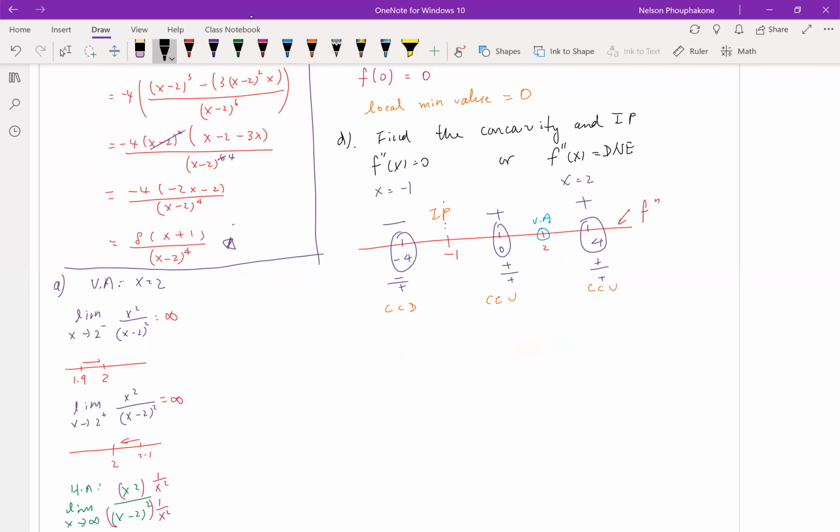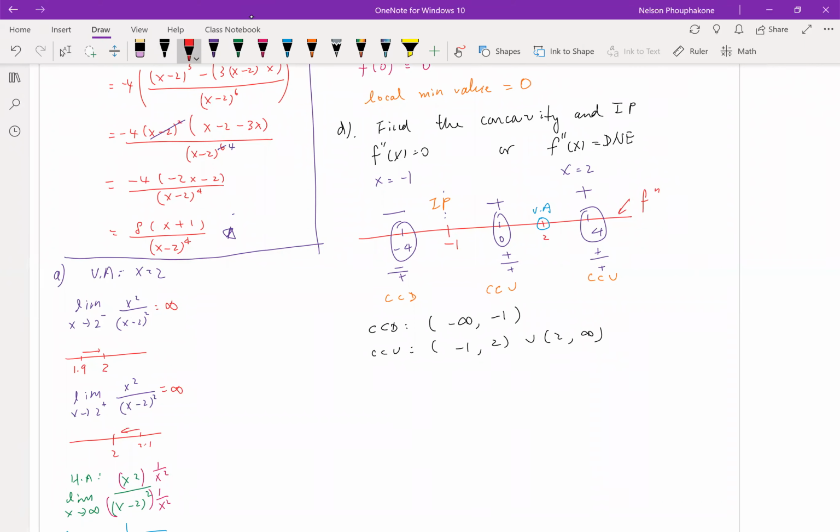So concave down is between negative infinity and -1. Concave up is from -1 to 2, union 2 to infinity. And of course, my inflection point is at x equal to -1. f of -1 is equal to (-1) squared over (-1 minus 2) squared. So it's just 1/9.